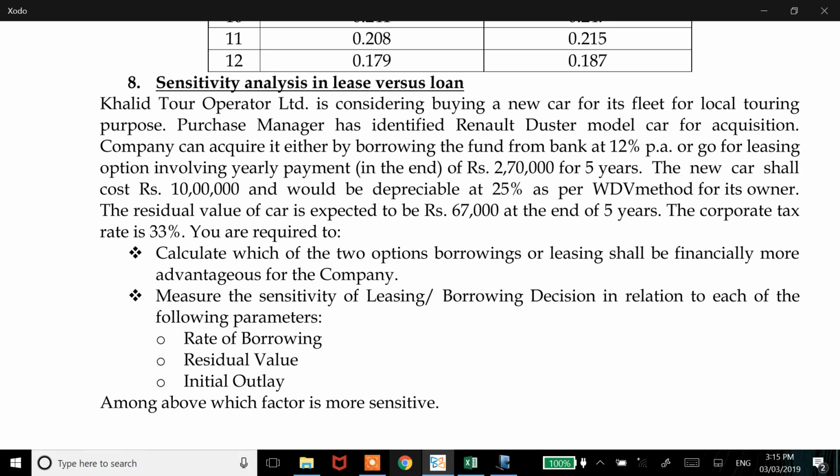Discount rate will be equal to after tax cost of debt. So loan option will be in 3 steps, but in that, depreciation benefit will involve a working note. It's WDV method, so depreciation won't be that straightforward. You will have to do a working note for that.